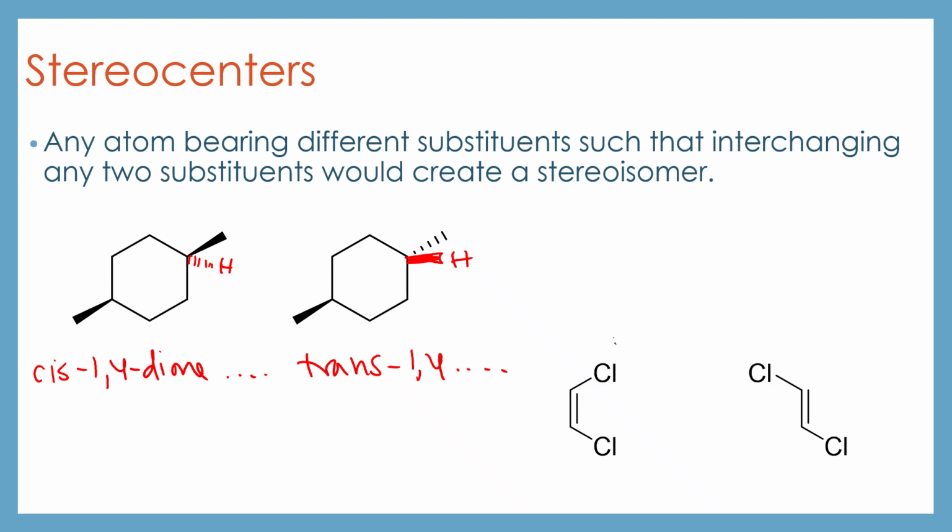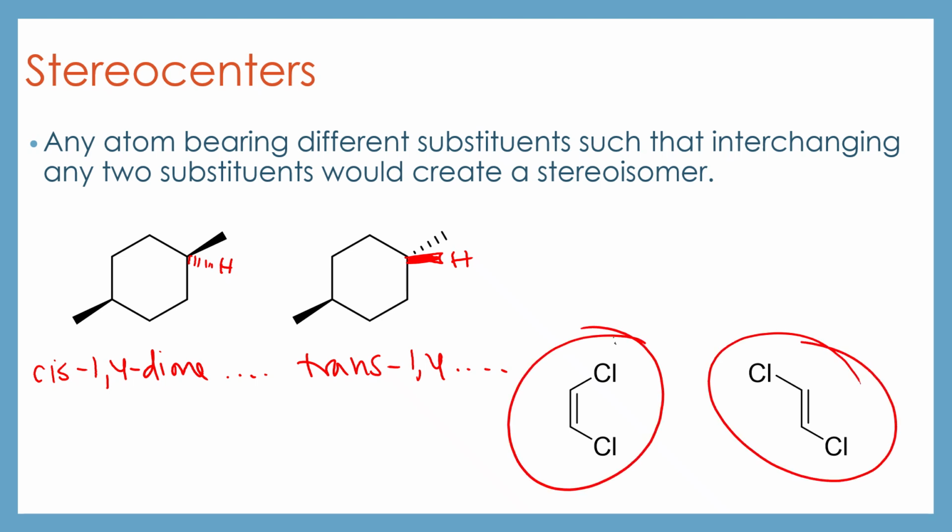Another good example of stereocenters include alkenes. If we were to take this chlorine and swap it with the position of this hydrogen, we would actually end up with the molecule that's on the right. So cis and trans isomers can be considered stereoisomers of each other because by swapping out one of the atoms, you're able to create a different isomer.